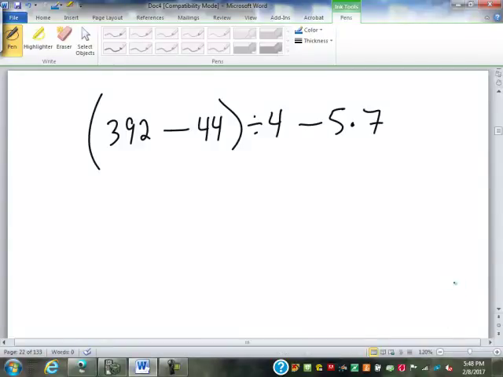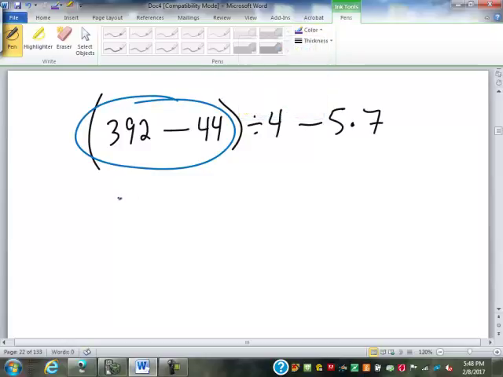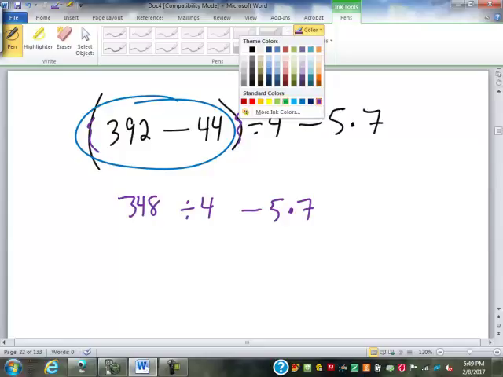Okay, so let's take a peek and see how we're doing. We start out at our highest level of priority, which is enclosing symbols. Do we have any? Yes, parentheses right there. We subtract. We're going to get 348. Now we're down to a single number in the parentheses, which means we can get rid of the parentheses. Do we have to put any multiplication in when we take out the parentheses? No. Good.